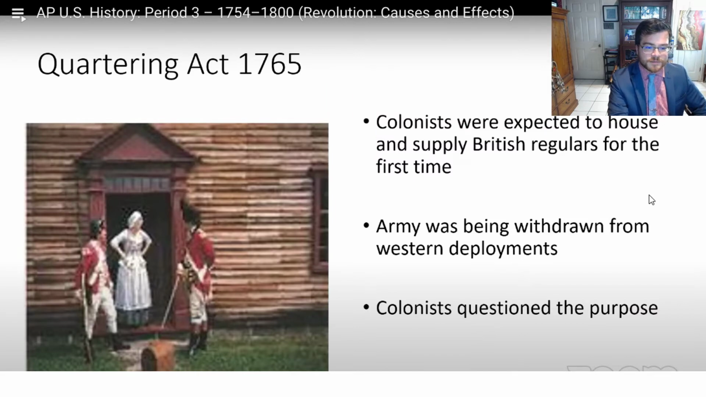Now the Quartering Act, the colonists hate this. Because of the Boston Tea Party and because the colonists did millions of dollars of damage and lost profits from tea sales, King George, he says, hey, the military troops, I'm not going to pay for a hotel. They can sleep in your house.